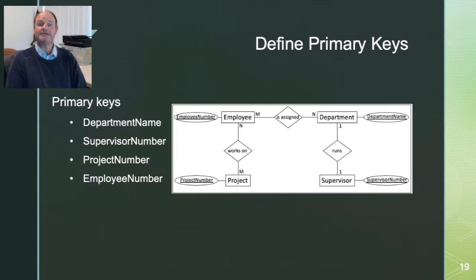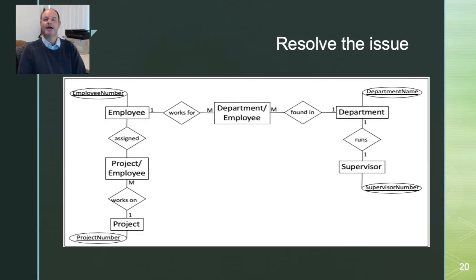The primary keys are created. These are department name, supervisor number, employee number, and project number. As you know, we have two many-to-many relationships in the rough ERD, between department and employee and between employee and project. To resolve this, we have used a linking entity for both of the many-to-many relationships.